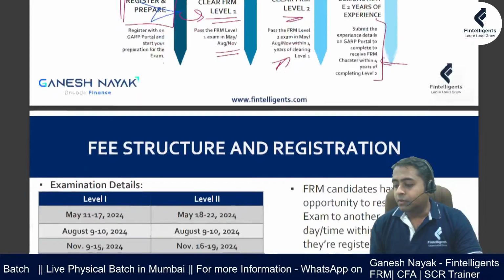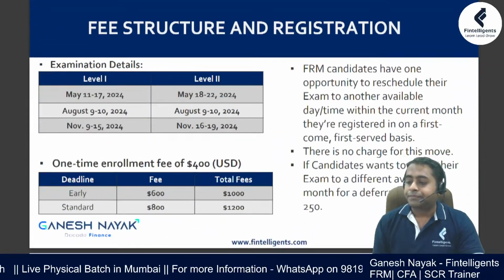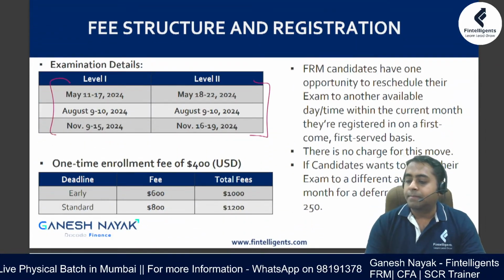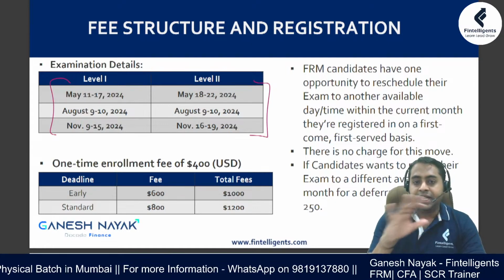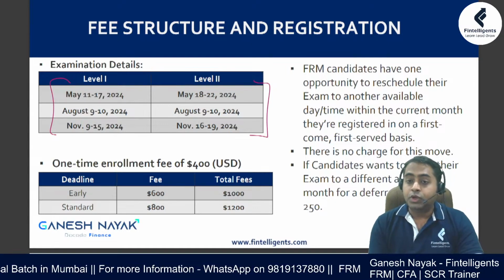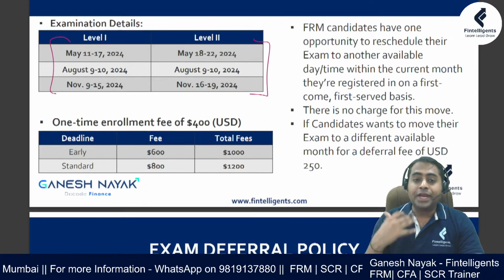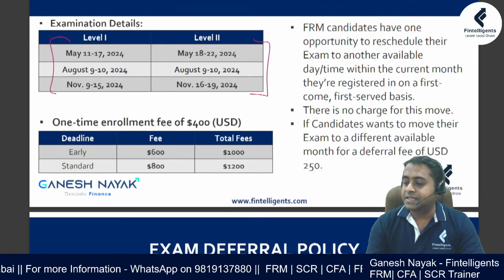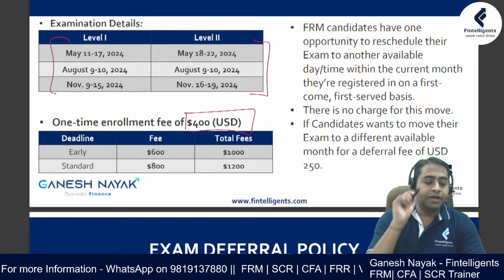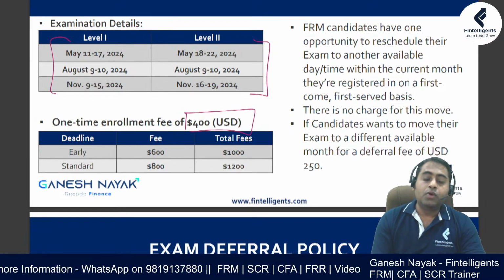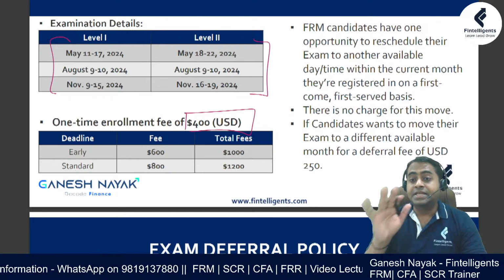What is the fee structure that we see? For May, August and November, these are the dates, and you can easily find them on the GARP website also. When you join the exam, the first thing you have to pay is $400 US. This is the registration fee.